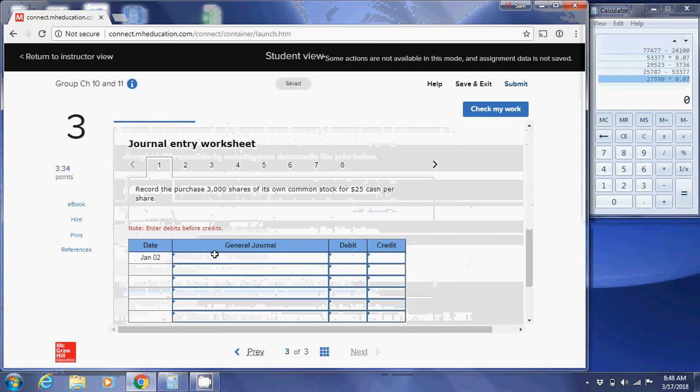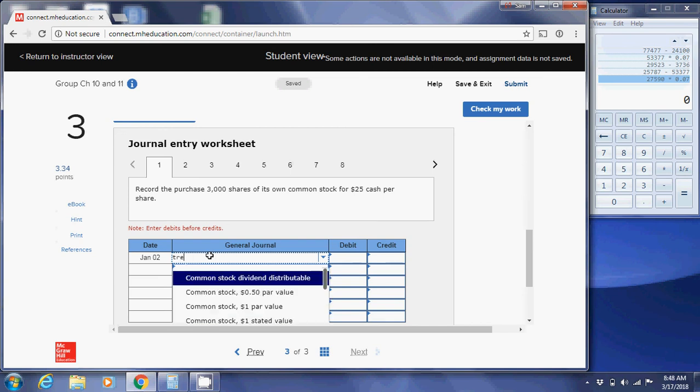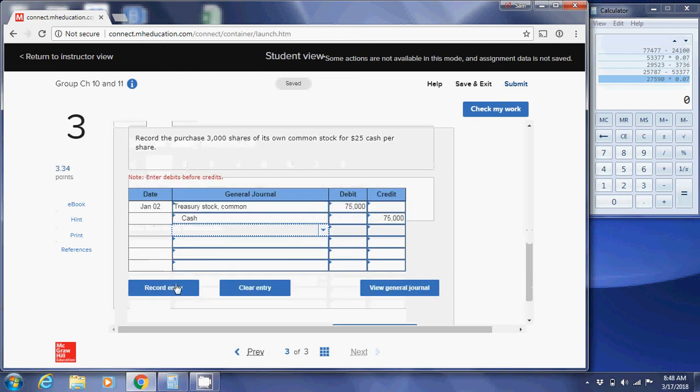So we've got to prepare a few journal entries here. And this first one is to record the purchase of 3,000 shares of its own common stock for $25 cash per share. Well, that's treasury stock. Anytime we're going to go out and buy our own stock off the open market, we're talking about treasury stock. And we always bring treasury stock back on the books at what we paid for it. We ignore any thoughts or concepts of par value, and we bring it on at exactly what we paid for it. And we paid, in this case, $75,000 in cash by taking 3,000 times 25. So we'll record that entry.